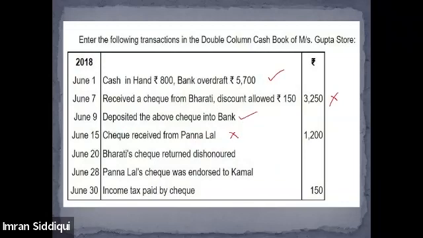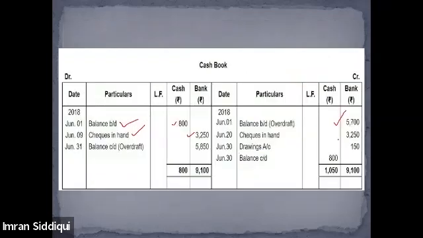On June 20, it says Bharti check returned dishonored. Okay, so this check that we received on June 7, which was deposited into bank on June 9, has finally been dishonored. The bank has denied the payment against it on June 20. So now this needs to be recorded in the cash book. When a check gets dishonored, the overall bank balance will reduce by the amount of the check. So on June 20, bank balance will reduce by 3250. Therefore, this amount needs to be recorded on the credit side in the cash book in the bank column. I hope this is clear, everyone.